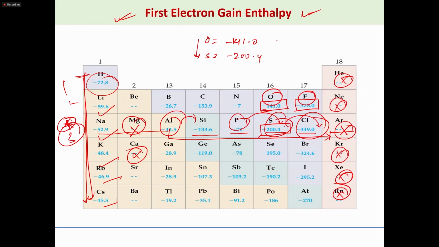It increases for the fluorine case also. Fluorine has minus 328.0, and for chlorine it is 349.0. It increases, but it should have decreased, it should have a less negative value. But here there is an exception between fluorine and chlorine, and between oxygen and sulfur. But the question is why. Why is it showing this type of exceptional case?